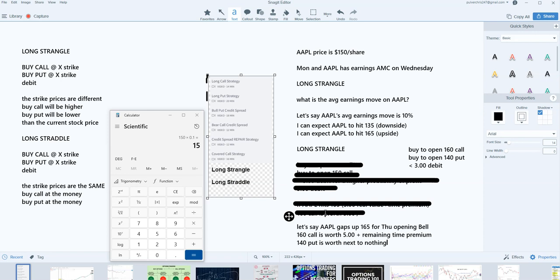Because if it moves beyond, great. And again, I'm taking the average earnings and all that good stuff. Does that make sense? So a lot of times when I'm trading earnings, I will take a stab. I'll pay a little bit less because I'll do the long strangle.